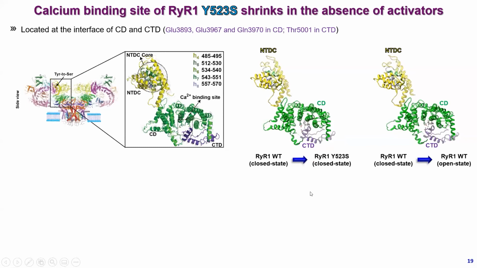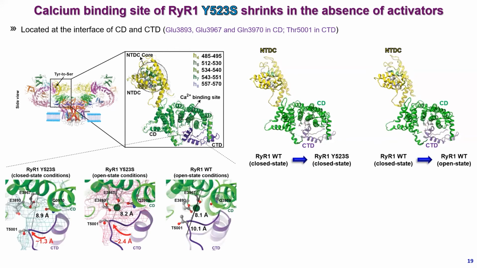You can see on the morph on the left over here that the rocking of the NTDC is transmitted to the central domain and causes a lifting of the C-terminal domain towards the CD and a shrinking of the calcium binding site. This lifting of the CTD is comparable to the movement that it undergoes during wild type channel opening. Perhaps it is better appreciated by these distances.